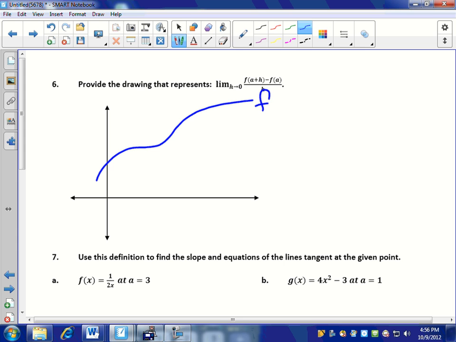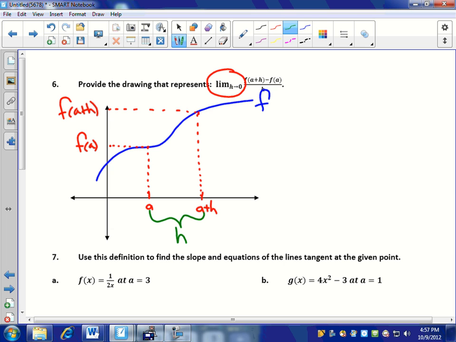There's my function. We'll call it f. I have a point A, which makes that y value f of A. I have A plus H, which makes that f of A plus H. And how do I represent this limit as h goes to 0? What does that mean? Well, you should put in here that the distance between these two points is h. So we're drawing h closer to 0. So that green part is something I'm guessing that you maybe left out.